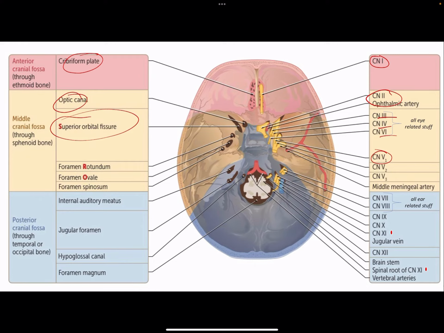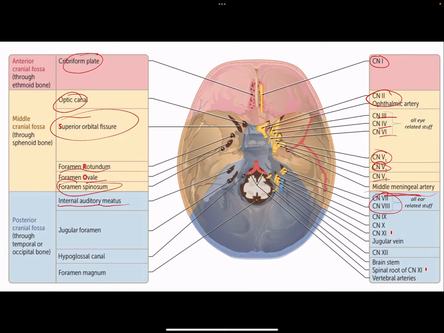This is the ophthalmic, which is the sensory to the upper part of the face. Cranial nerve V2 is the foramen rotundum, and cranial nerve V3 is going to be the foramen ovale. The middle meningeal artery, which if you get this ruptured, you can get an epidural hematoma, goes through the foramen spinosum. And then we have all of the ear stuff, 7 and 8. It makes sense; those go together.